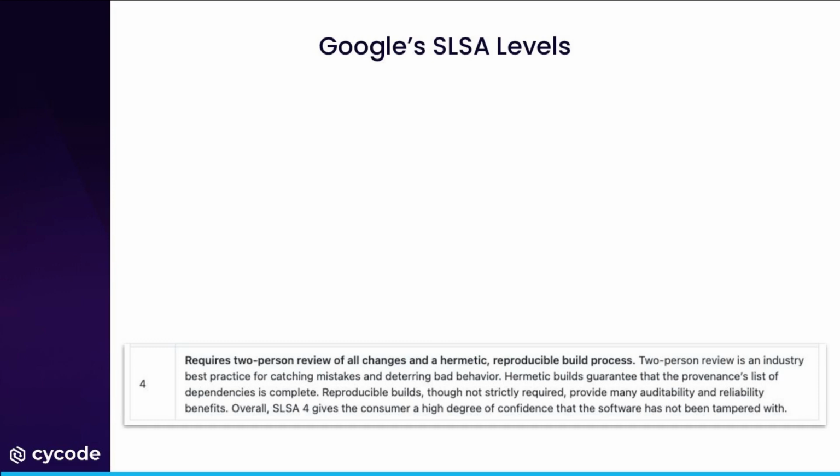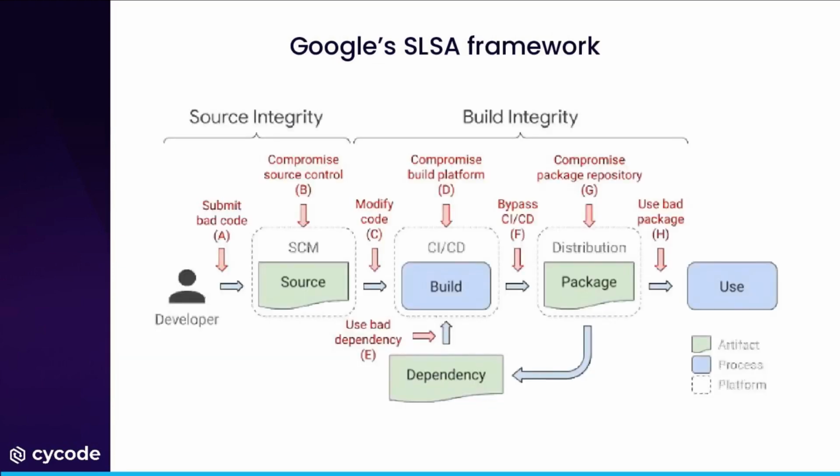And the build process needs to be hermetic for this particular level of SLSA, which ensures the provenance list of dependencies is complete. Reproducible builds are not actually strictly required for any level of SLSA, but they are recommended as they provide many auditability and reliability benefits, which helps give end users of the software a high degree of confidence that the software has not been compromised.